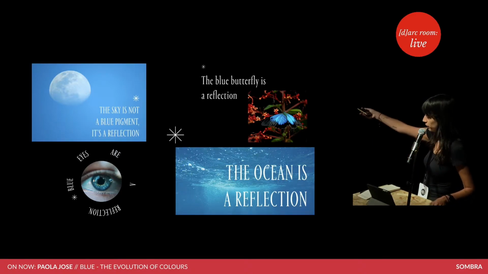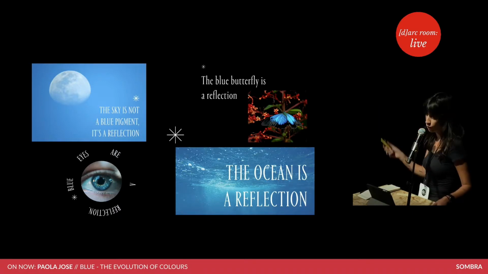And you see this butterfly here? This butterfly is only blue when the sun hits its wings. If you put that butterfly in the shade, it is completely gray. Also blue eyes, they're a reflection, they're not a pigment.